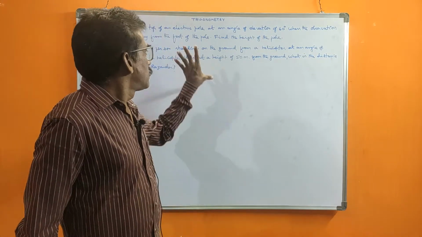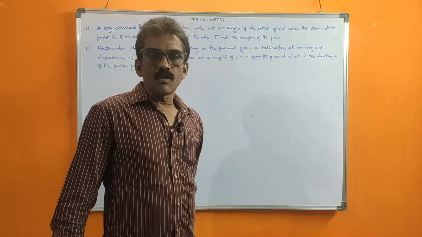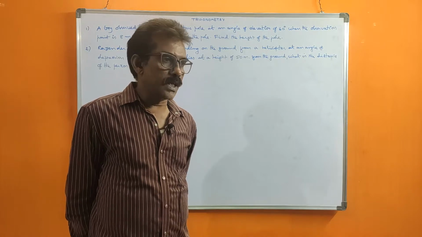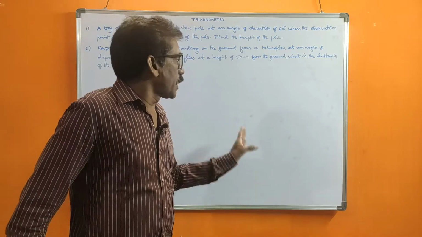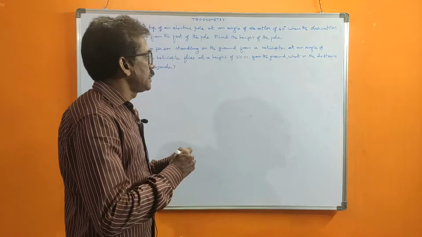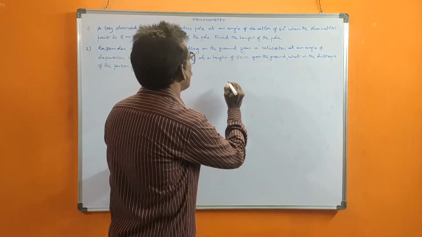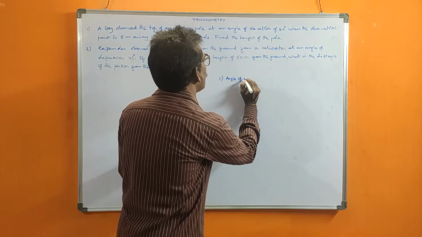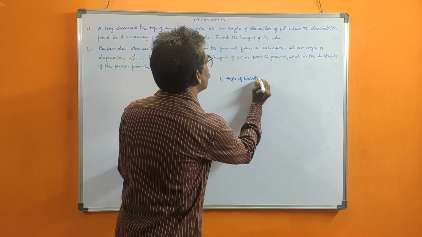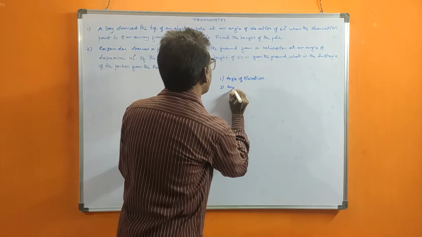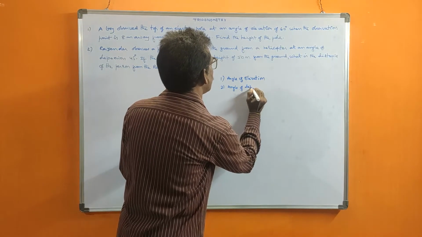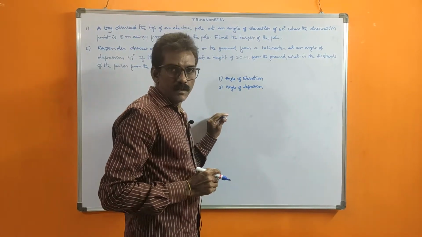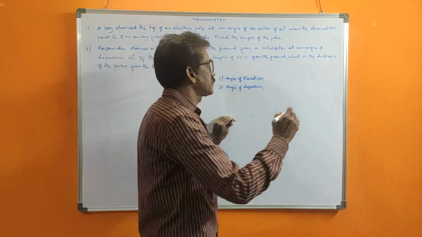Before explaining the sums, I want to explain the terminology used in the Heights and Distances chapter. Basically two terms are important. First one is angle of elevation, and second is angle of depression. These two are important. I will explain them in relation to this chapter.